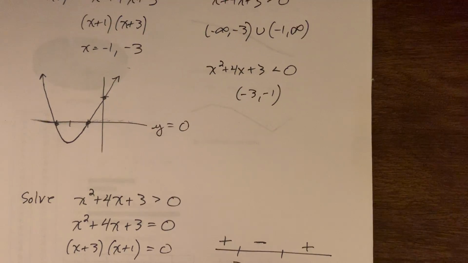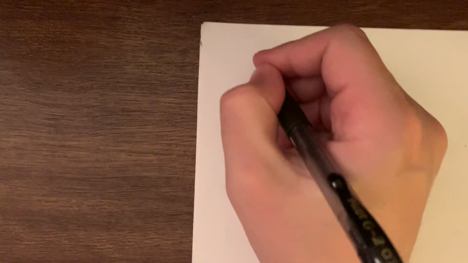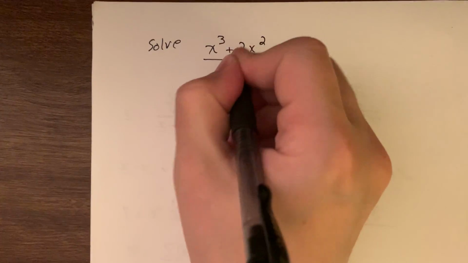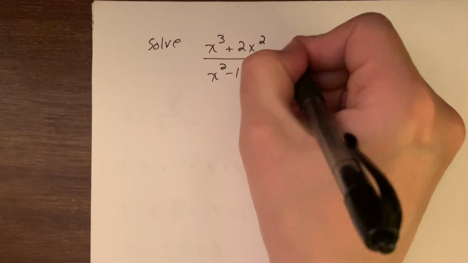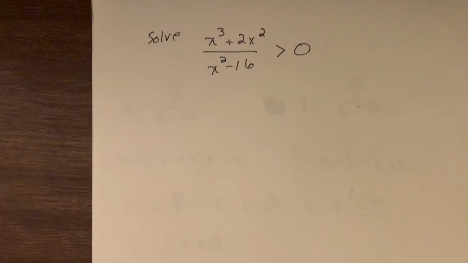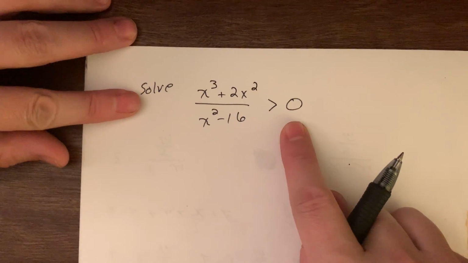Let's do another example. In this one, let's look at a rational function instead of a polynomial. Let's solve x cubed plus 2x squared divided by x squared minus 16, and let's do where this is greater than 0. Once again, nice that this is already in terms of 0.